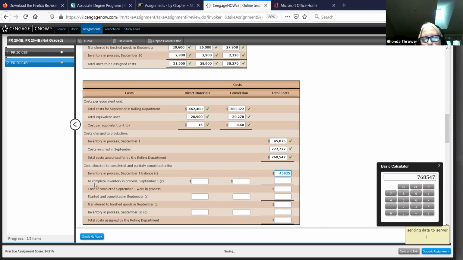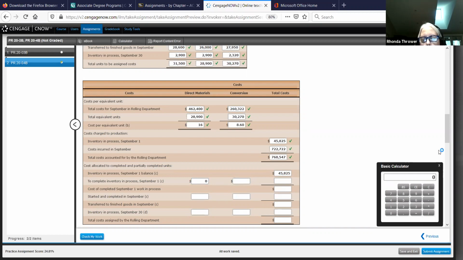Now, what we want to do is complete the beginning inventory. So we need to know how much materials we need to add to our beginning inventory. And in this case, it's 0 because all the materials were added last period. We don't have any new materials cost in this period to complete the beginning inventory. But we do have conversion costs that need to be finished.